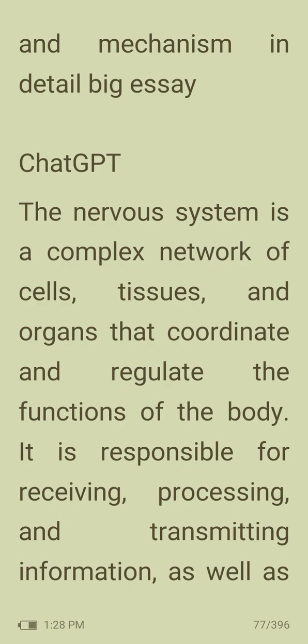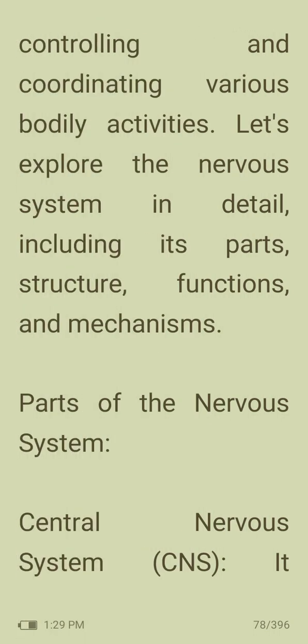The nervous system is a complex network of cells, tissues and organs that coordinate and regulate the functions of the body. It is responsible for receiving, processing and transmitting information as well as controlling and coordinating various bodily activities. Let's explore the nervous system in detail, including its parts, structure, functions and mechanisms.